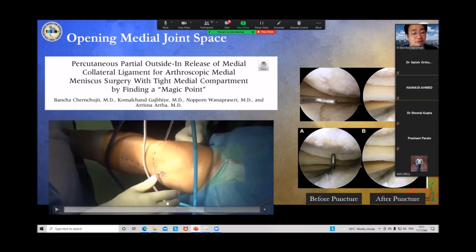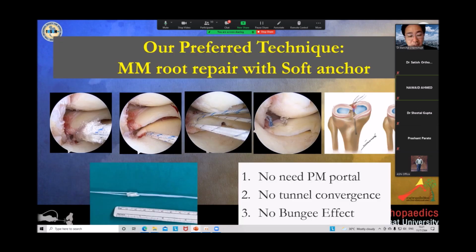We draw the line from the posterior tibia, okay? Intersection with the joint is about 1.2 centimeters from the joint line, okay? And then you use the number 18 needle. So if you touch the right point, it will open suddenly, and you can hear a pop sound, okay? This is my article about the magic point.